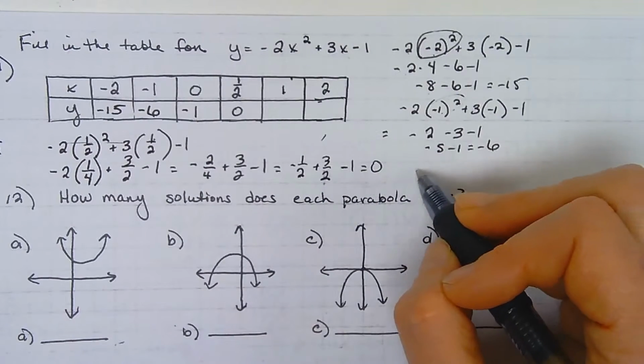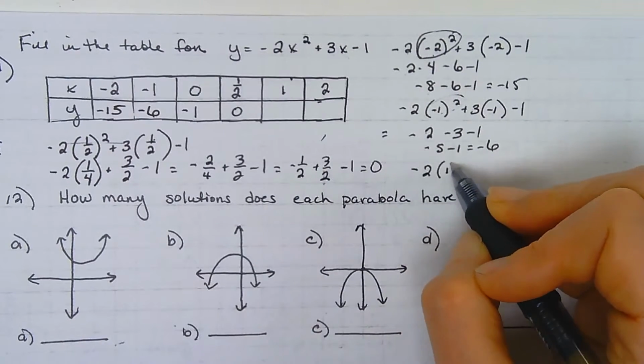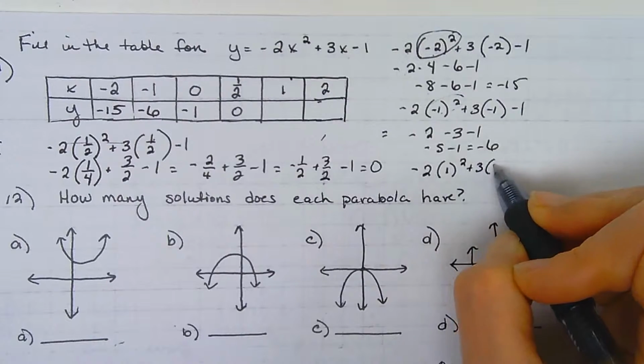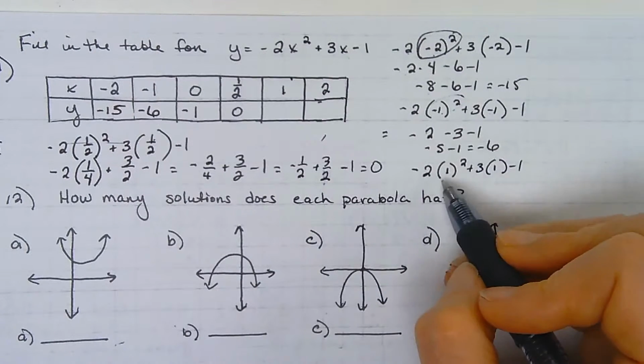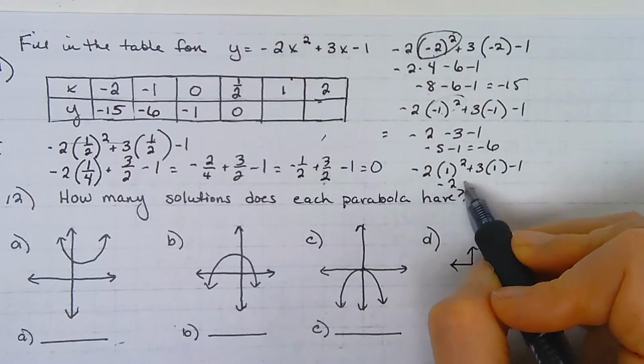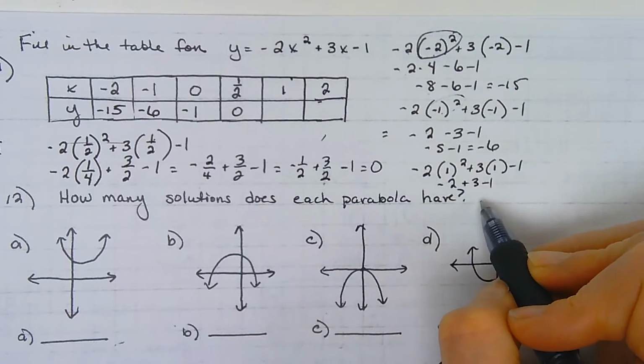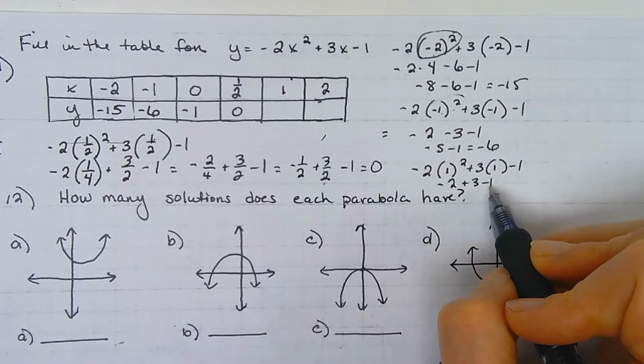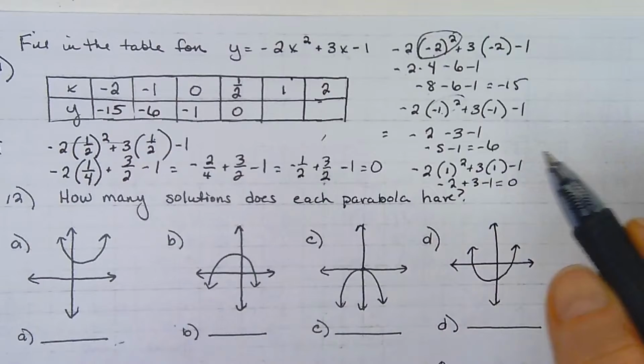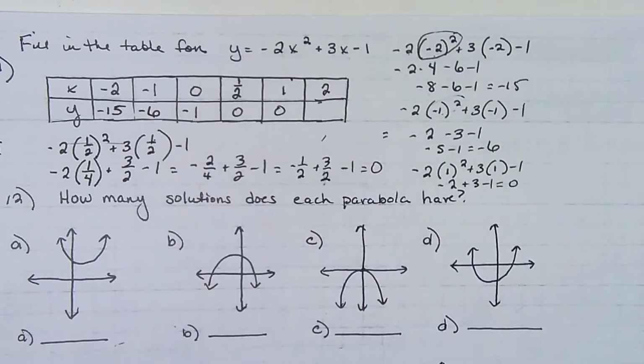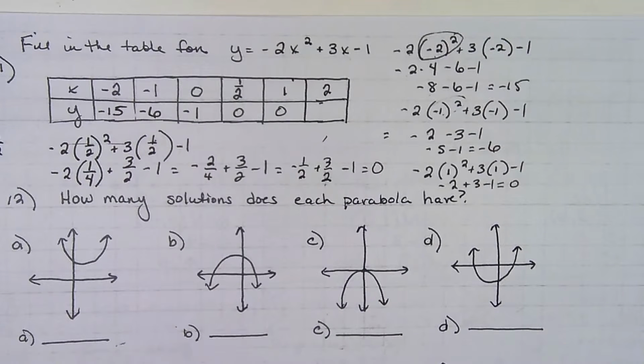When I put 1 into the function, I get -2 times 1 squared plus 3 times 1 minus 1. That's -2 times 1 is -2, plus 3 minus 1. -2 plus 3 is 1, minus 1, wait a second, that's also 0. That doesn't seem right. Well, I had to double check my math.